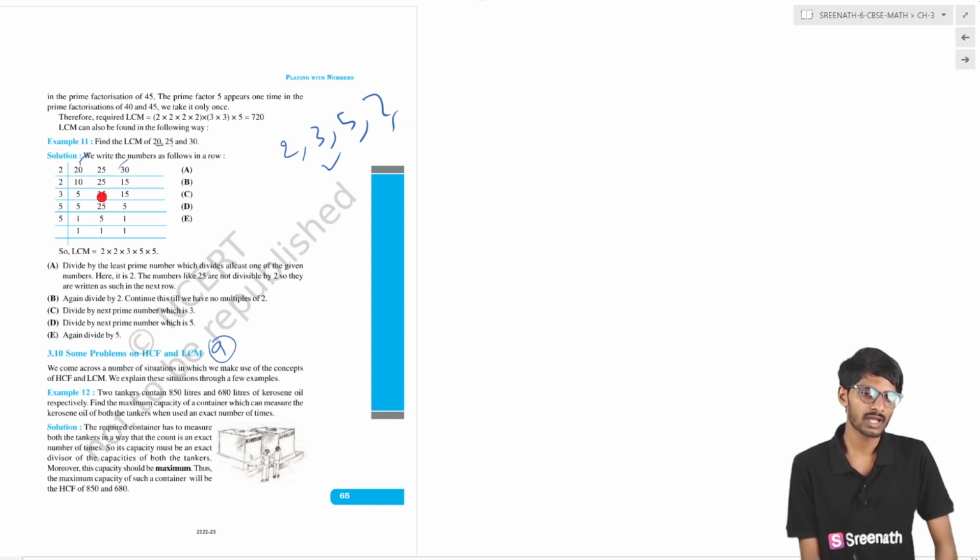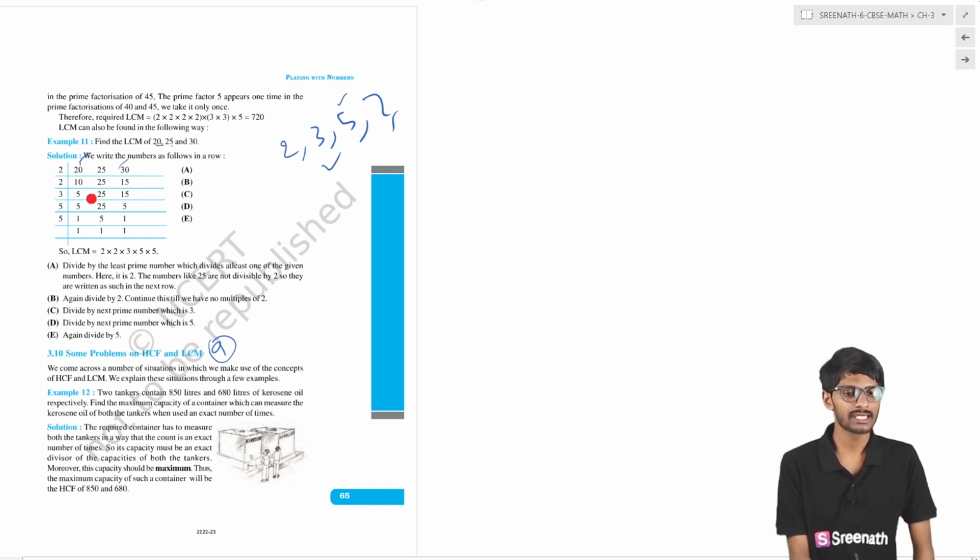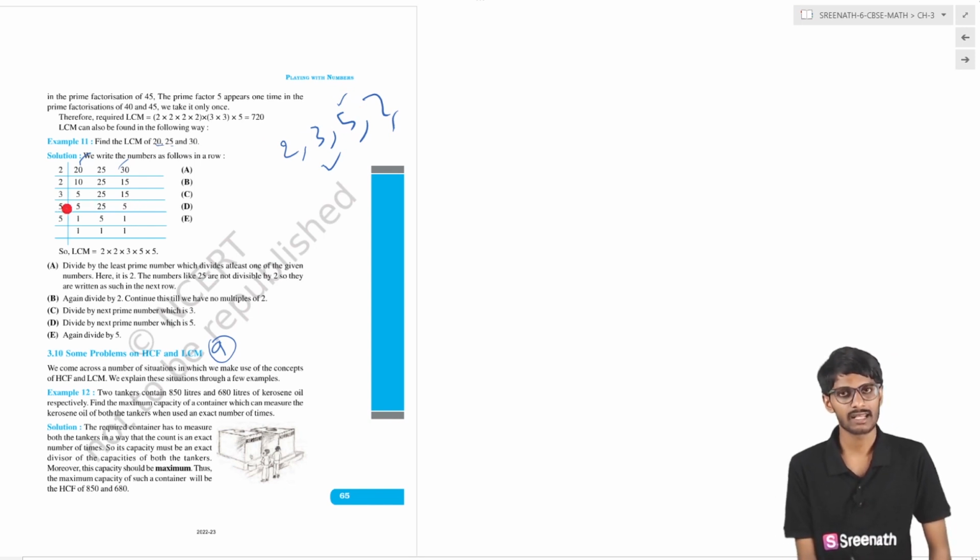Yes, 25, and as 15 is divisible by 3, you have to write these numbers as they are, and you have to divide with the 5. Next, again see, is there any number divisible by 3? No. Then you have to shift to the next number, that is 5. Any number divisible by 5? Yes, all numbers are divisible by 5.